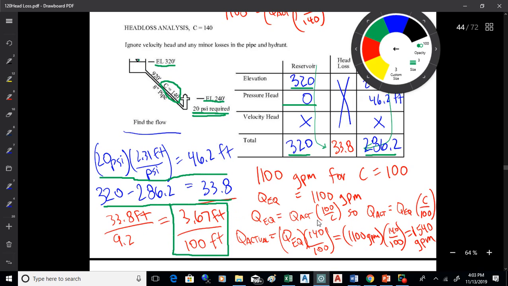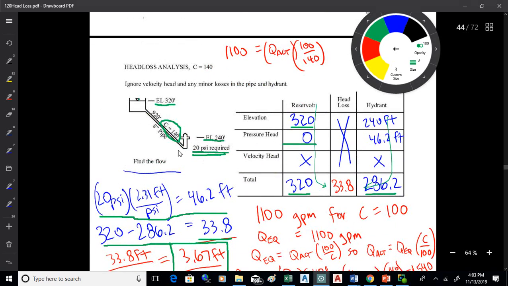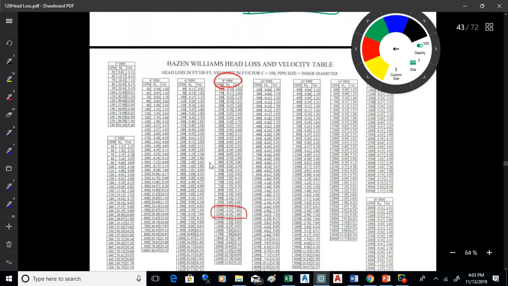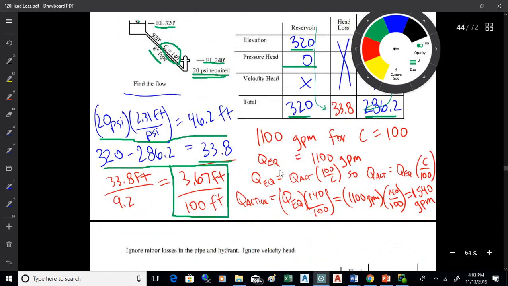All right. Now, the next thing that we would do here would be to have a look at the head loss table. We're given that we've got 8-inch pipe here, so we go to the 8-inch table and we're looking for something around 3.67 feet of head loss. It's in between 1,100 and 1,200 gallons per minute somewhere. The 1,100 looks like 3.52 and the 1,200 is 4.14. So it's in between. To be conservative, we could round down and call it 1,100 gallons per minute.